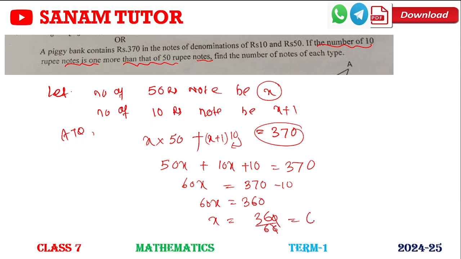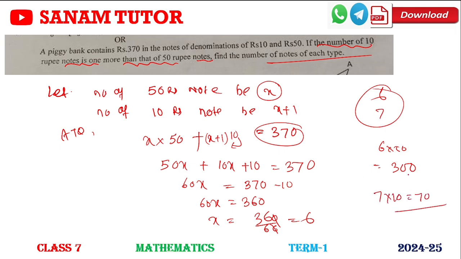So tell me, find the number of notes of each type. The first one is 6, the second one is 7. Okay, so check. 6 notes of 50, so 6 into 50 is 300, and 7 notes of 10 rupees, 7 into 10 is 70 rupees. So 300 plus 70 is 370. Yes, correct. Next question.